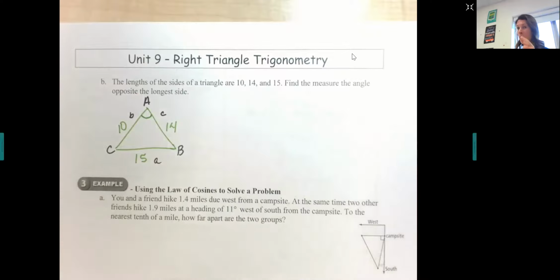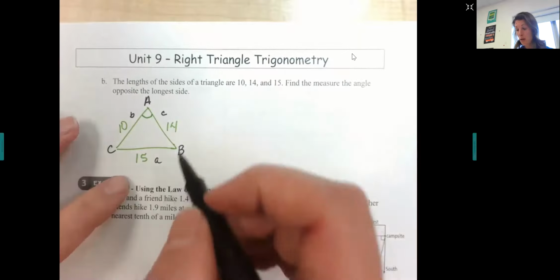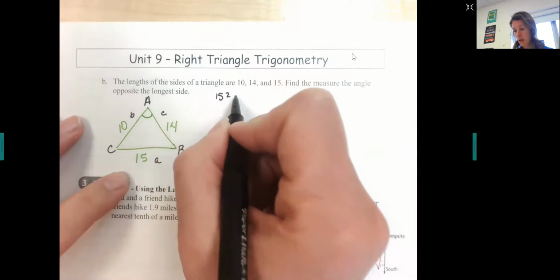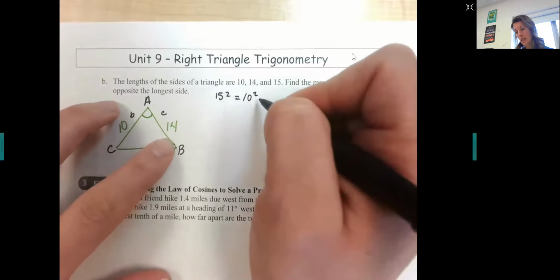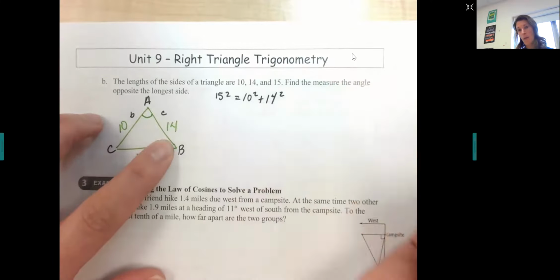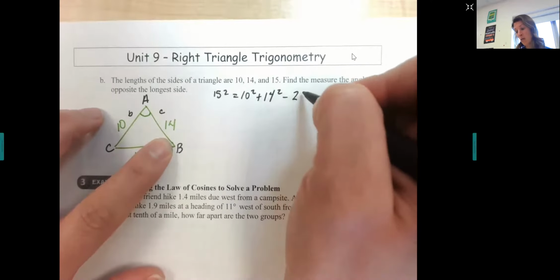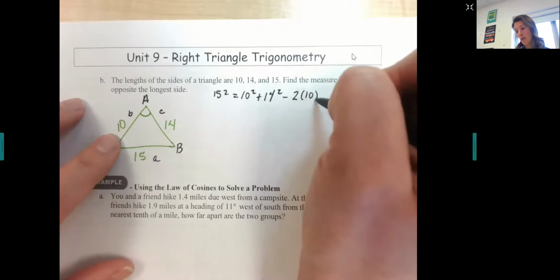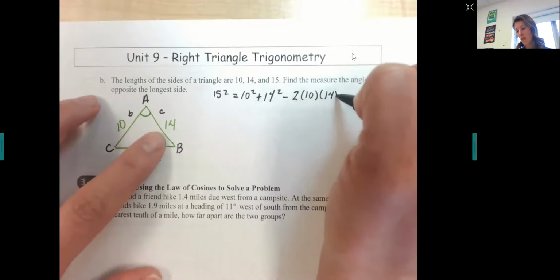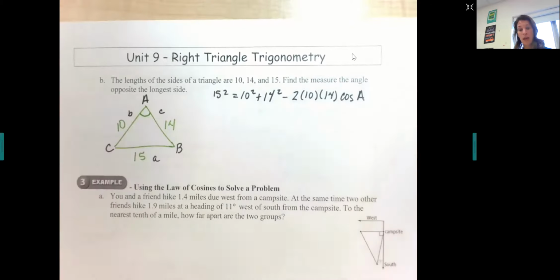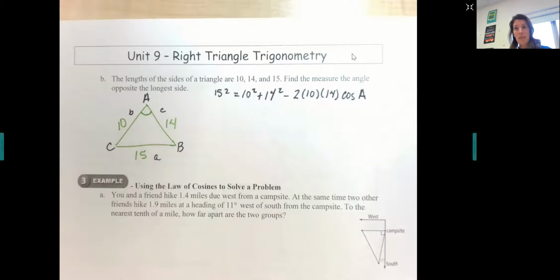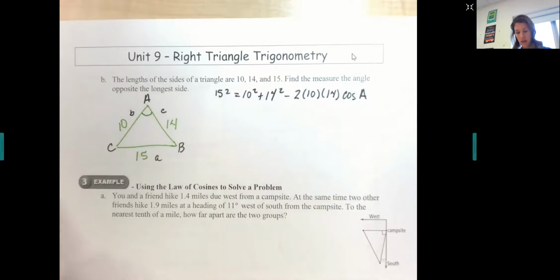Our equation on the other side is a squared. So 15 squared is equal to b squared, 10 squared, plus c squared, minus 2 times b times c, cosine of a, which we do not have. That's what we're solving for. We're going to have to do this math. 15 squared is 225.